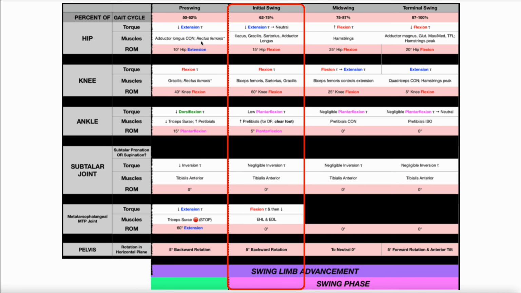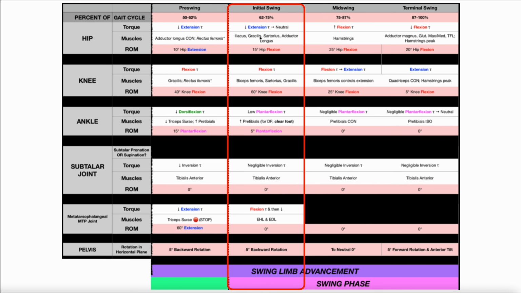And so what we're seeing from pre-swing into initial swing and then especially into mid-swing, we're getting an increase in that hip flexion angle. From pre-swing to initial swing, we're having to get a lot more flexion. In fact, we're going from 10 degrees of hip extension and we're going 25 degrees towards a flexed position, to 15 degrees of hip flexion. And in order to get to that point, we're going to use the hip flexors.